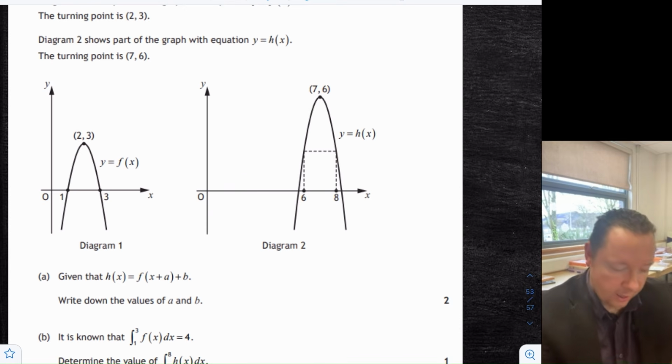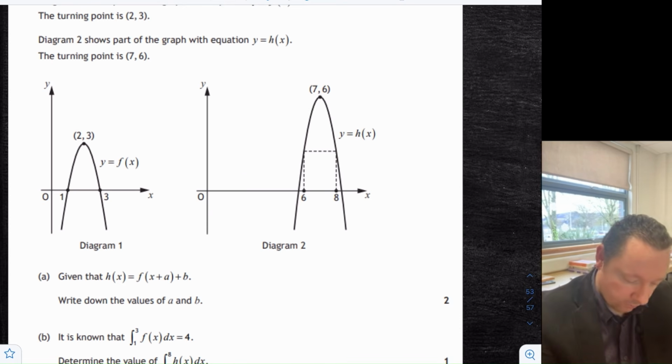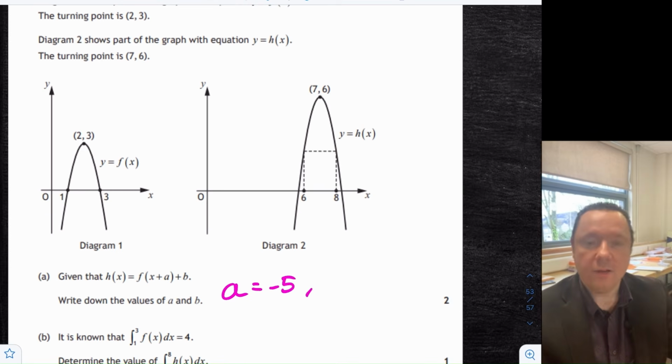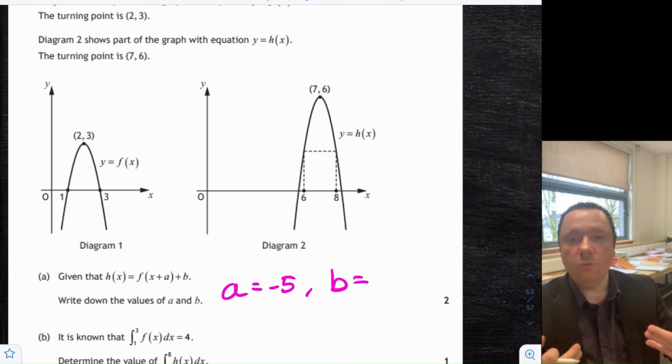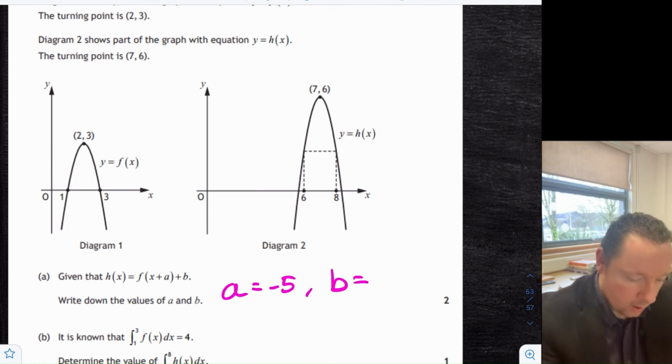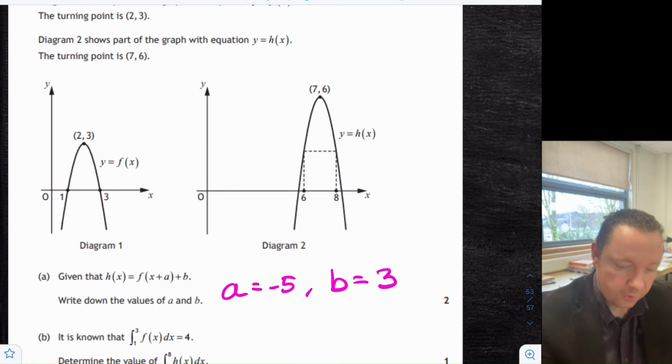So if it's moved to the right, then a must be negative. So a is negative 5 because it's moved to the right by 5. And then our b, well, plus b on the end means the whole thing's moved up by some number. We started at 3 and we've ended up at 6. 3 plus 3 is 6. So b is simply the number 3.